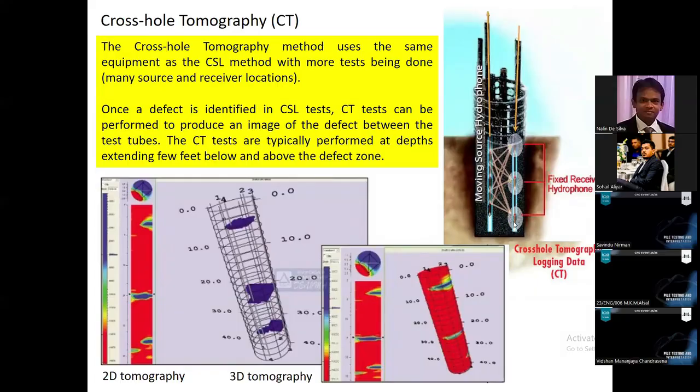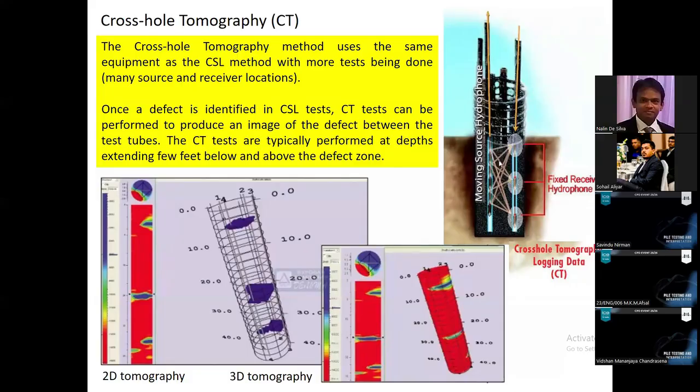Then by changing the location of the receiver, we keep doing the same thing. So thousands of wave records are taken like this, right? So we have the wave arrival times for each receiver location. This is the location of the receiver. This is the location of the transmitter source. So we have multiple wave records.